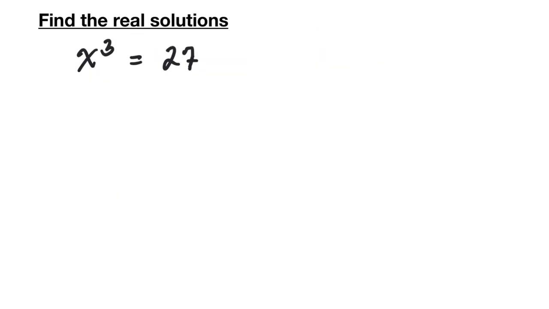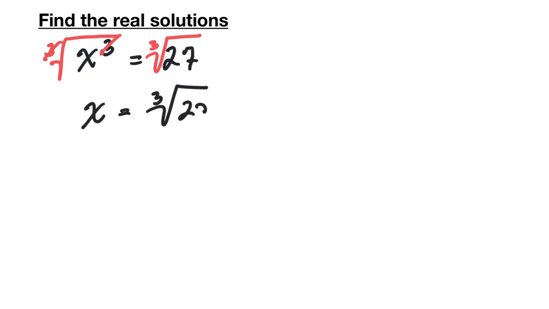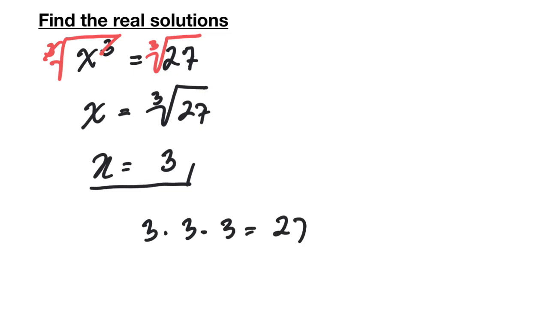So let's find the real solution to this equation using the odd root property. The first step we're going to be doing here is to raise both sides to their third roots. So that's going to cancel out. What is left on this side is just going to be the x, and here it's going to be the cube root of 27. Now, if you're going to find the cube root of 27, it's going to give you 3. That means you're going to multiply 3 three times, and it's going to give you 27.